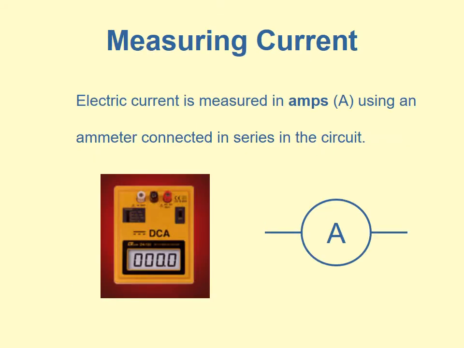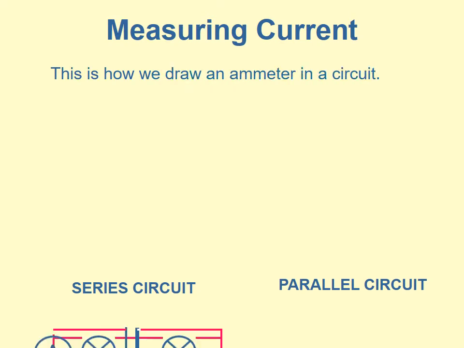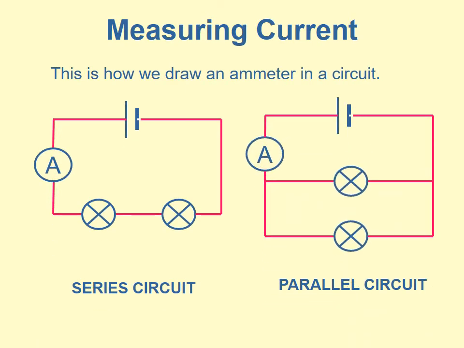Now how do we measure current? From the last lesson we learned that electrical current is measured in amps using an ammeter, and here we have the symbol for an ammeter. So we're going to look at how we measure current in both a series and parallel circuit. We use an ammeter to measure the current. And we can see from both diagrams that the ammeter, which is here and here, is set up in series with the lamps, with the other components, one after the other.